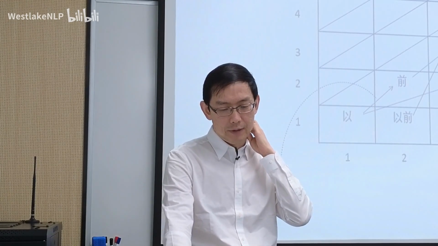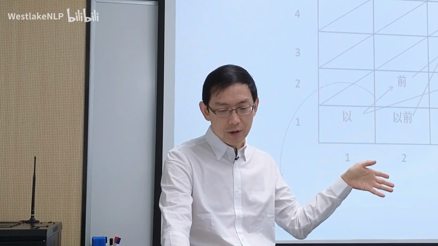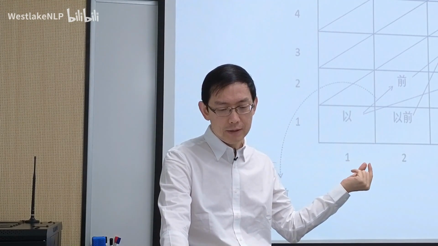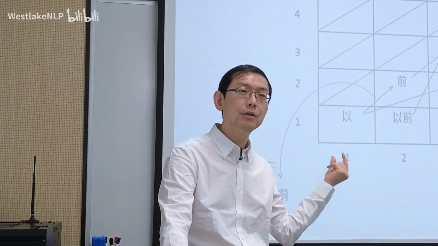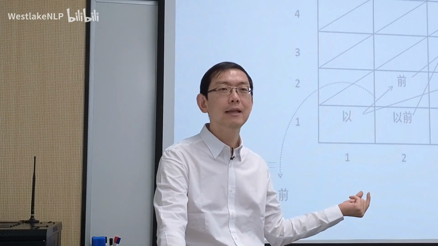And this subsequence can come from 2 cells, right? One is the highest scored one from the second row, second column: the highest scored sequence where the last word is 前. Or it can come from the first row, second column: the highest scored subsequence where the last word is 前天.